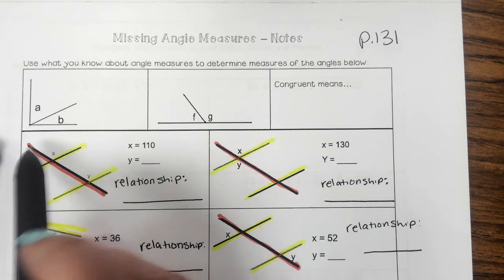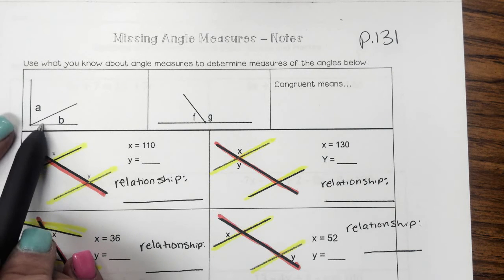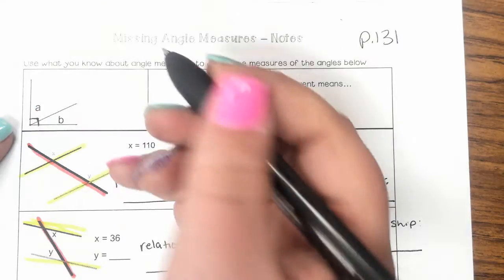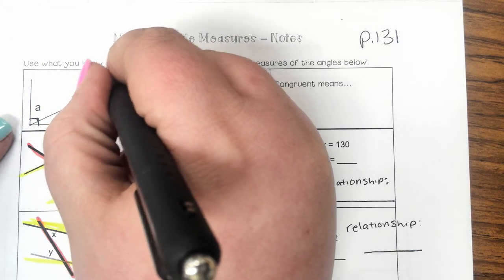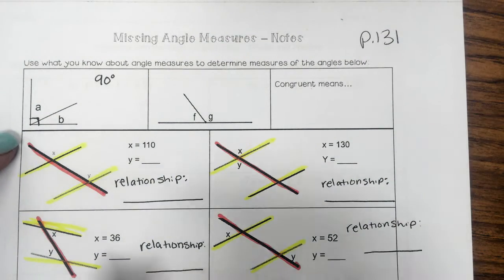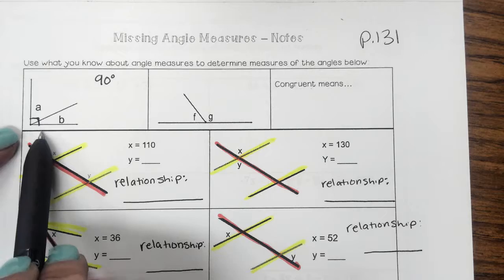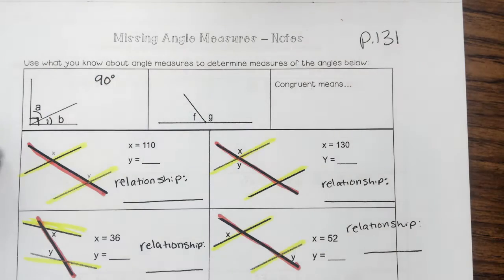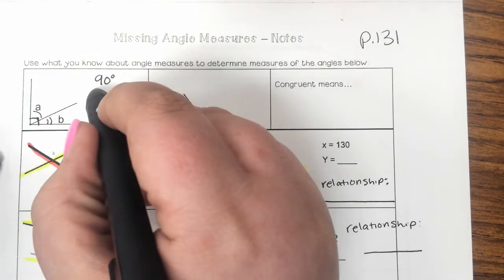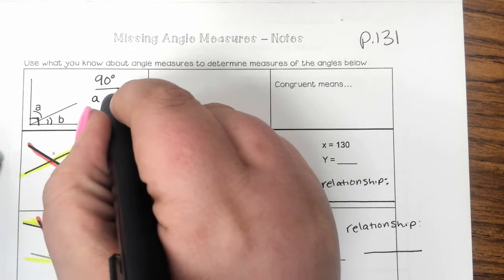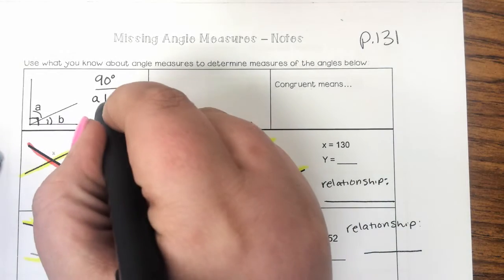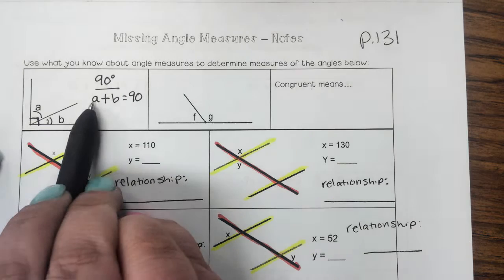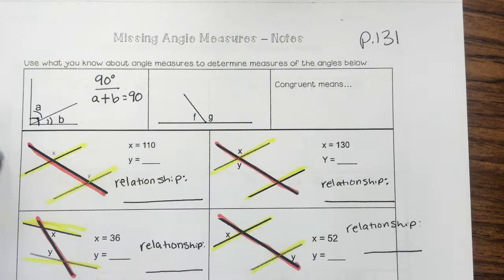Okay, what I notice here is that I've got a right angle, and I know that right angles are 90 degrees. So since 90 degrees makes up the right angle, I know that A and B together make up that 90 degree angle. A and B together, so I'm adding, make up the 90 degrees. So I know that A plus B should equal 90.